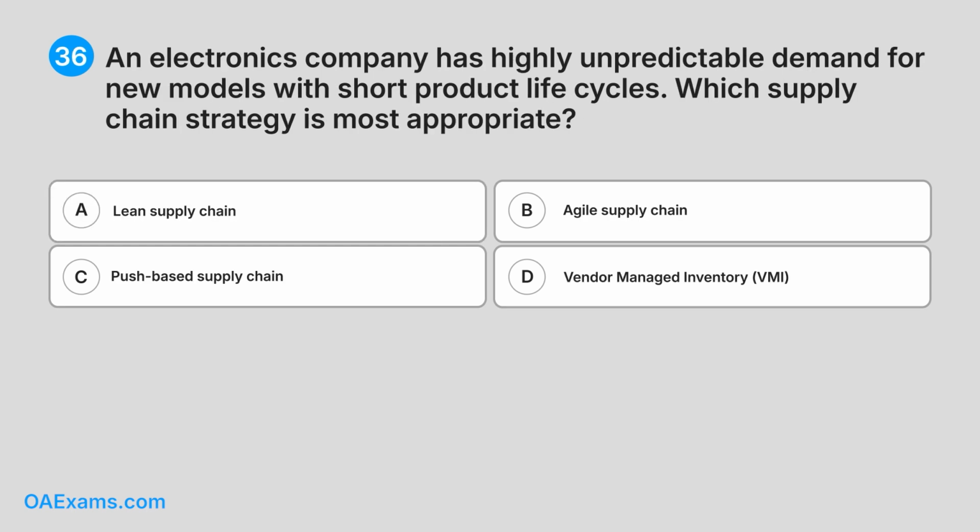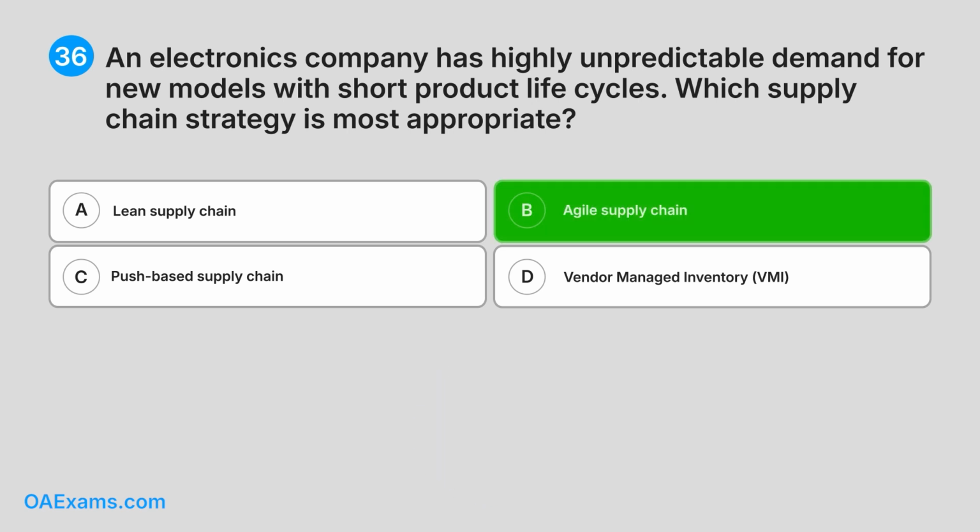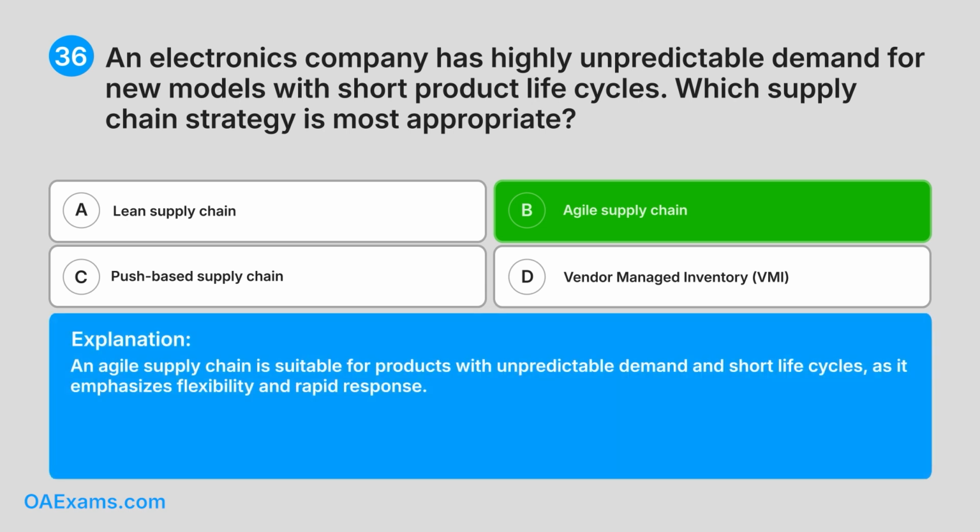36. An electronics company has highly unpredictable demand for new models with short product life cycles. Which supply chain strategy is most appropriate? A. Lean supply chain, B. Agile supply chain, C. Push-based supply chain, D. Vendor managed inventory, VMI. Can you guess the answer? Correct answer, B. Agile supply chain. Explanation. An agile supply chain is suitable for products with unpredictable demand and short life cycles, as it emphasizes flexibility and rapid response.